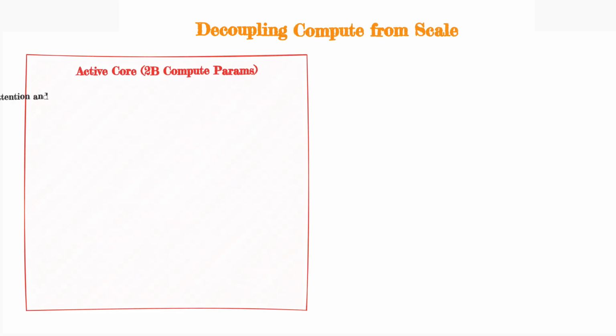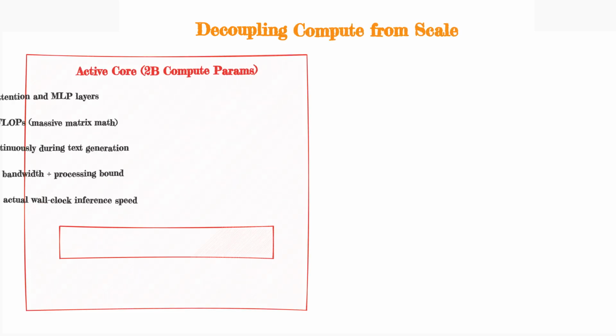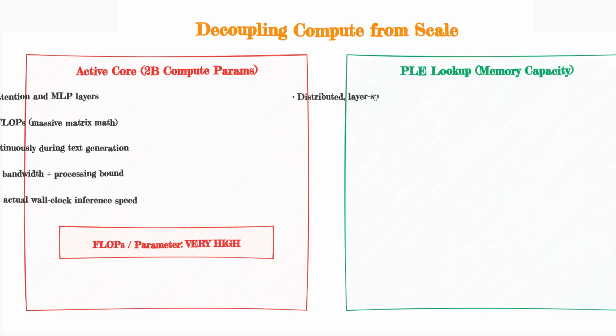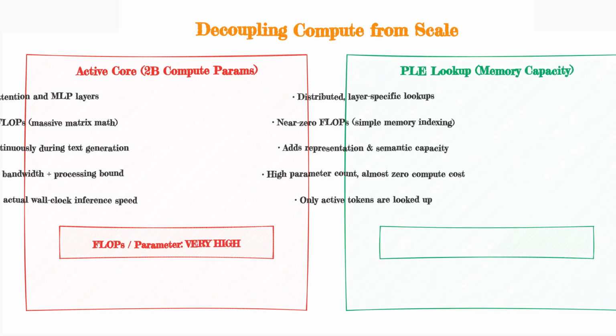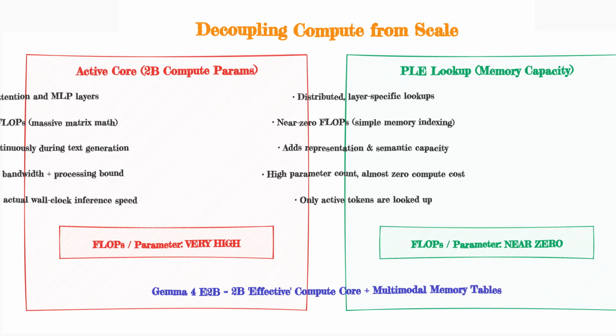This brings us to the core of the parameter naming. In deep learning, parameter count has traditionally been directly tied to inference speed. Scaling a model to 10 billion parameters multiplies the computational cost. However, parameters in attention and feed-forward layers are highly compute-intensive, requiring dense floating-point operations, or flops. Embedding tables, on the other hand, are simple lookups. They require memory bandwidth but virtually zero compute during inference.